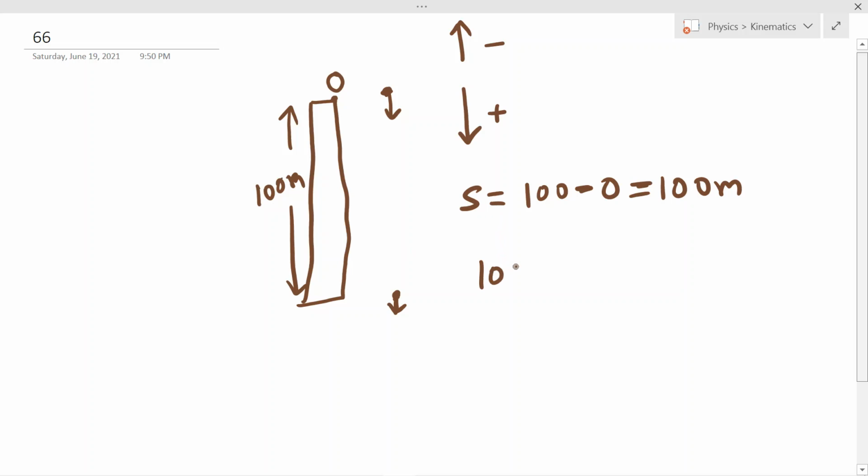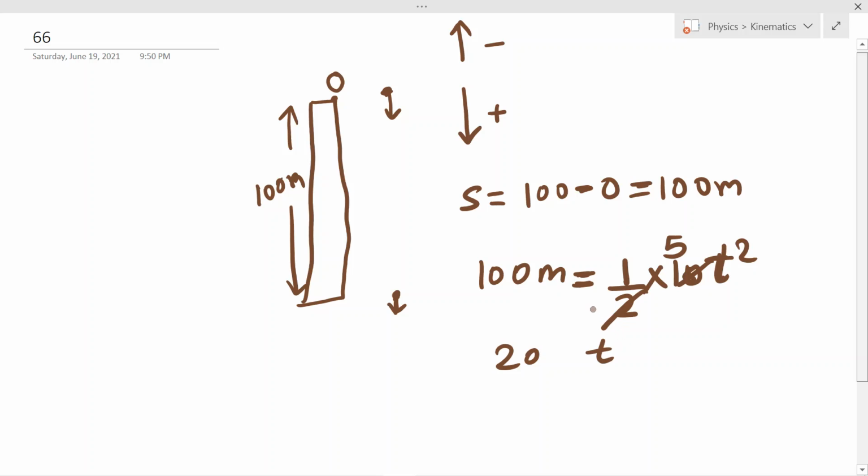Now this is 100 meter, u is 0, so this will be half, so it is in the plus direction only. So let's say this is 10 t square. So this is 5 and this will be 20. So t square is equal to 20. So the time in which this ball comes down is square root of 20 seconds. So in square root of 20 seconds this ball reaches ground.